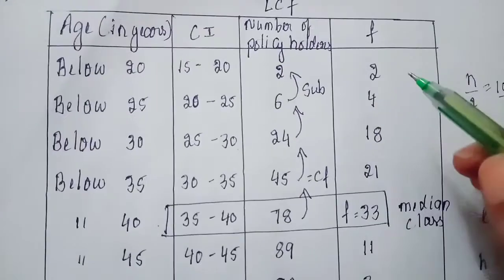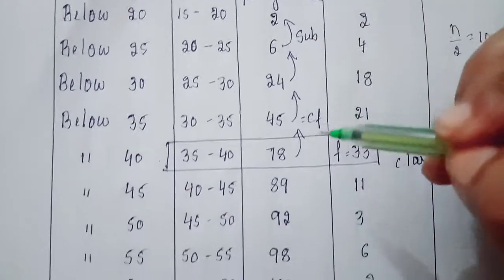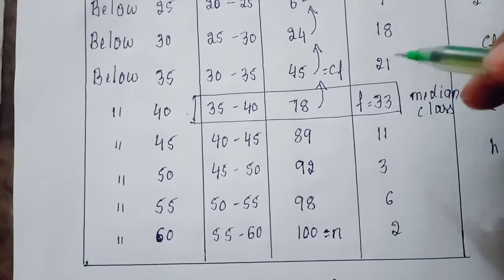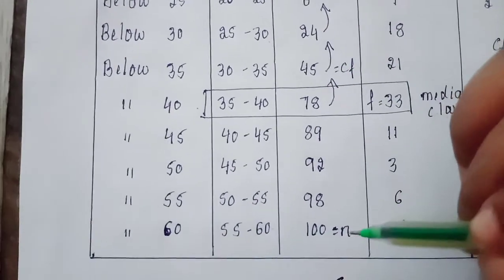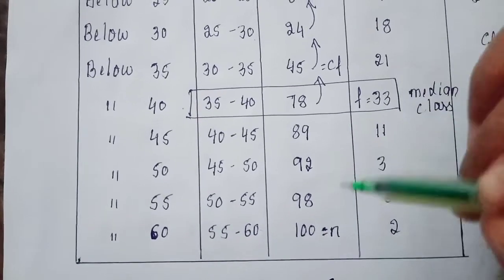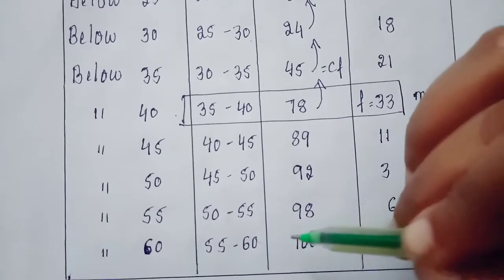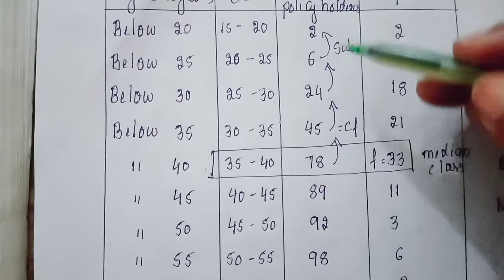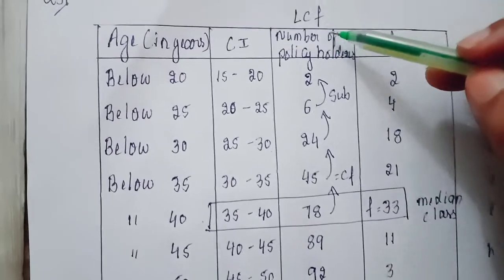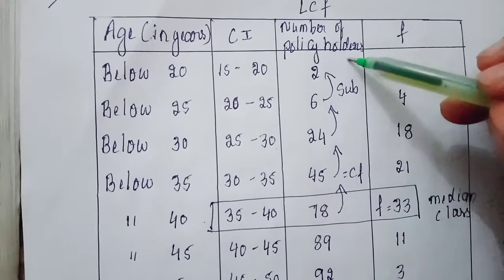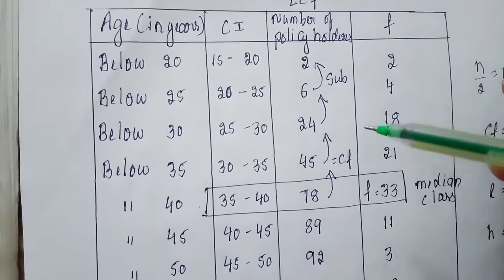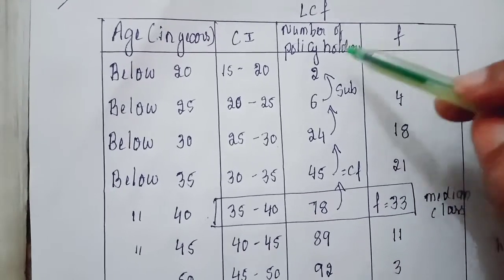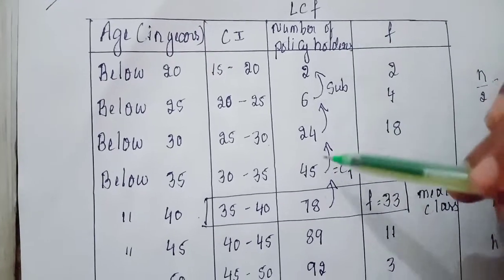Now, what is the second column given in the question? Number of policy holders. I already told you the last value of this column is 100, and the given number of policy holders is also 100. The one tip is to identify the total number of observations in the column: LCF should be at the last. With this pattern only you can identify that it is LCF. Don't take it as F and don't go adding all this, so it will become wrong. First identify whether the given frequency is LCF or frequency. So we understood that this column is LCF.